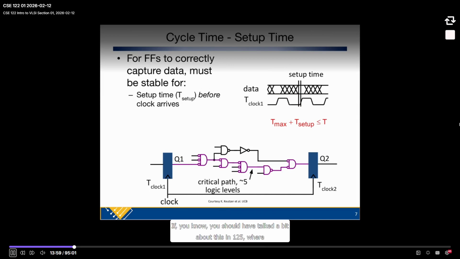You should have talked a bit about this in 125, where if something arrives later than the setup time, it may be unreliably captured. And so it has to arrive at least a setup time before the capturing flip-flop. That's part of the overhead. Okay. Every capturing flip-flop has a setup time.